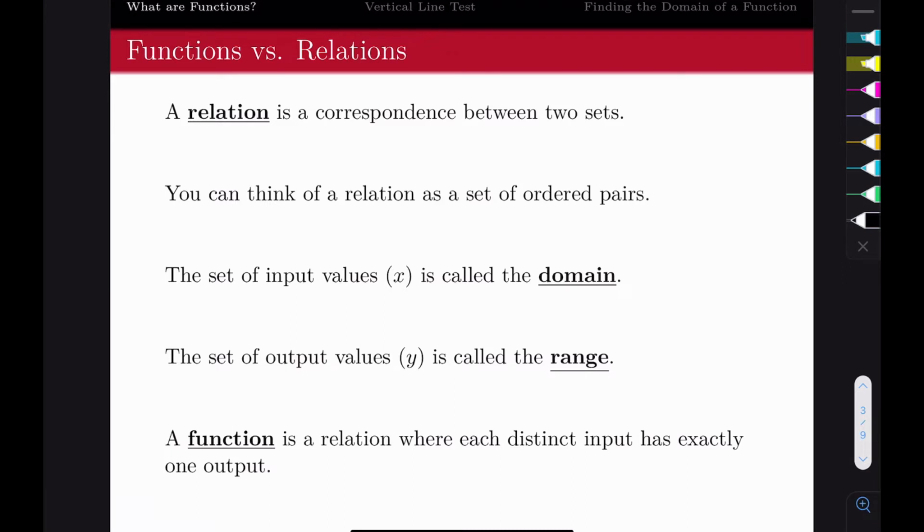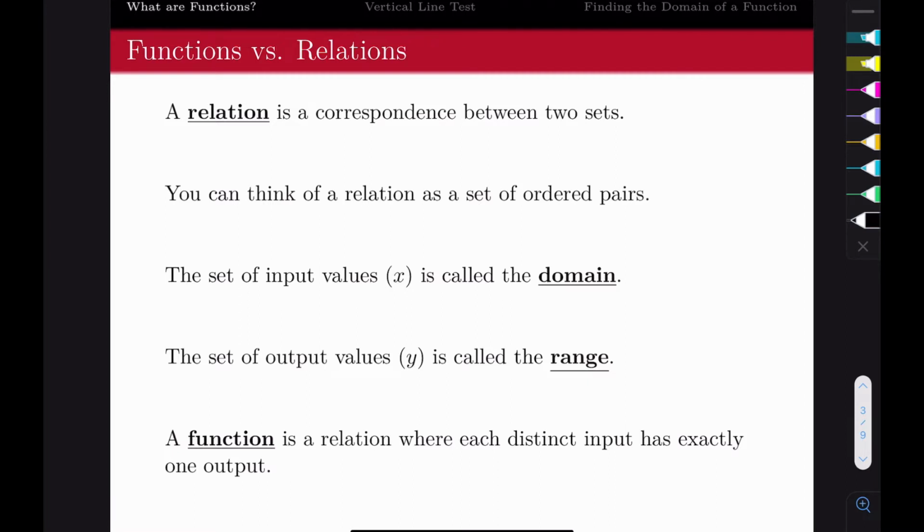So those input values are what we call the domain, and typically they're going to be x values. Then based on your input, you're going to get an output, which is typically a y value, and that output is called the range. So for a relation, there doesn't have to be any kind of criteria, like there has to be so many x values or so many y values.